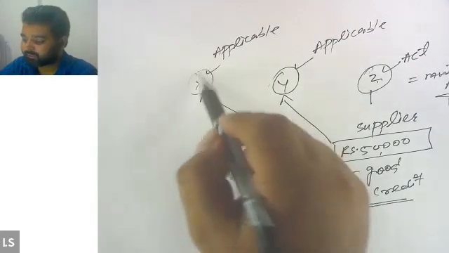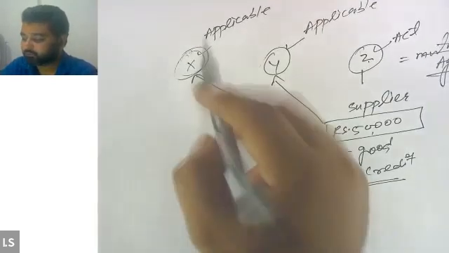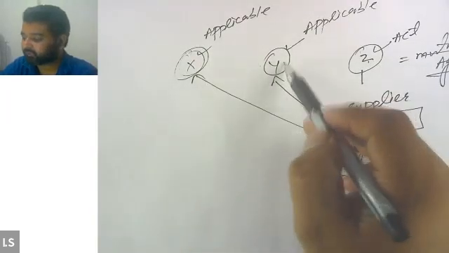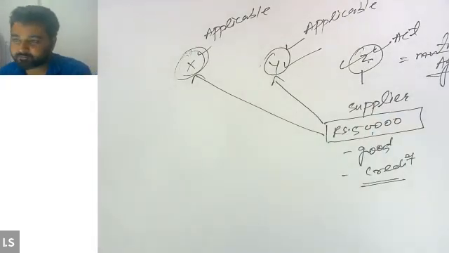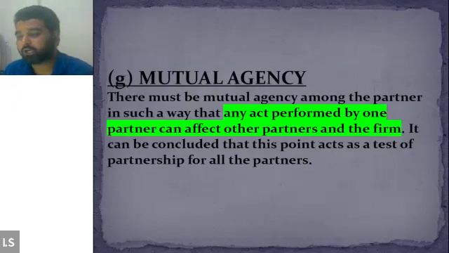Let's suppose Mr. X executes any kind of agreement or enters into any kind of activity, then the impact of that activity will affect Mr. Y and Z as well. So this is known as mutual agency. There must be mutual agency among the partners in such a way that any act performed by one partner can affect the other partners in the firm.